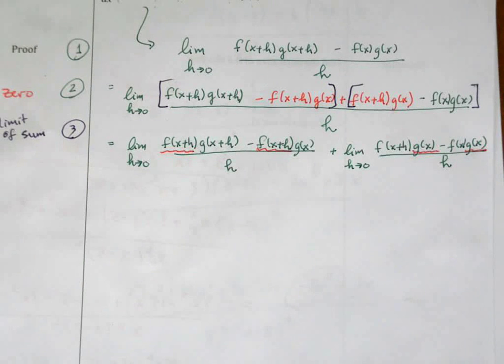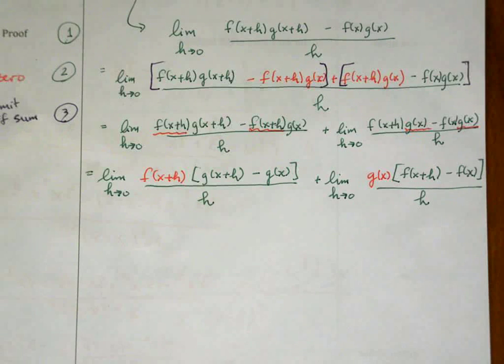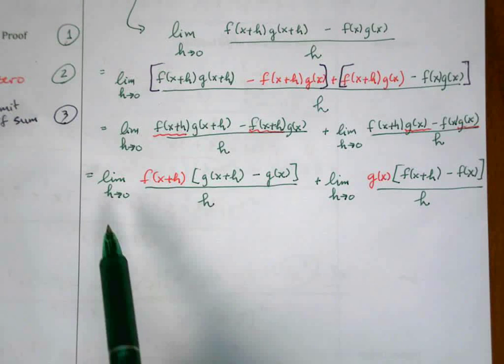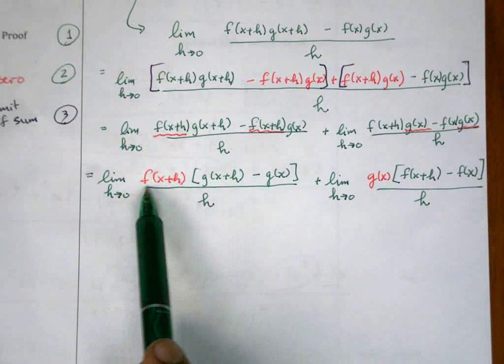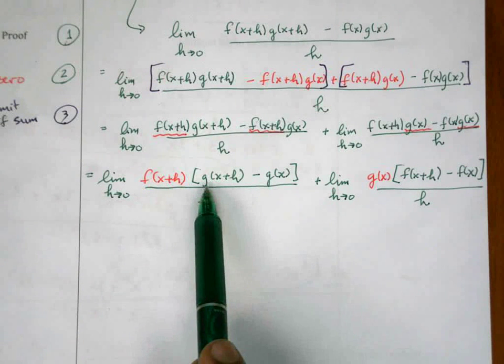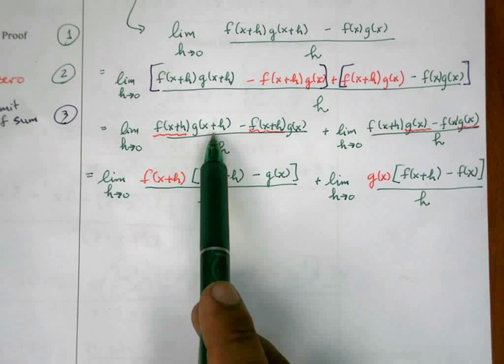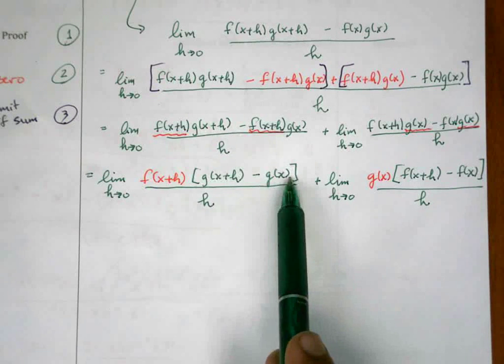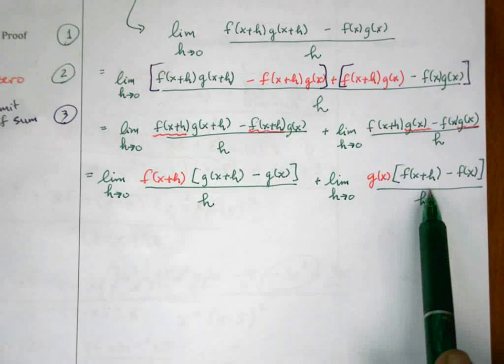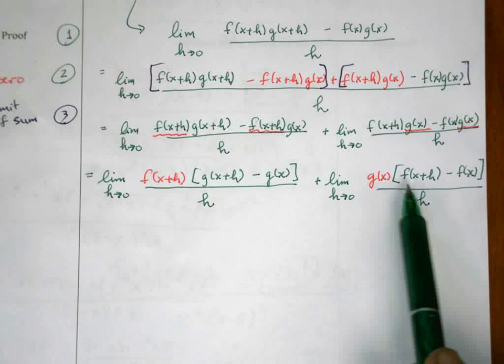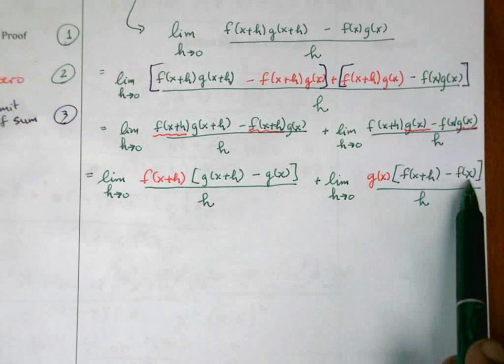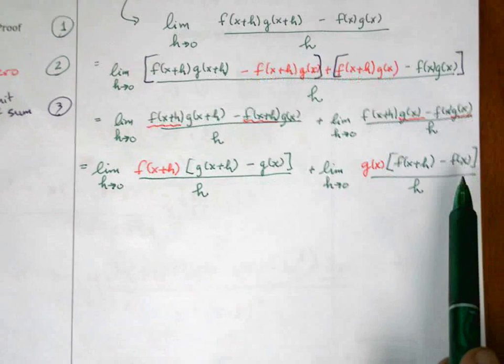Okay, and there you have it. We pulled out f of x plus h, and then what we have remaining is g of x plus h minus g of x. That's the inside term here. Over here we factor out a g of x, and you have f of x plus h minus f of x. And then let's look at some other things that are going on here.